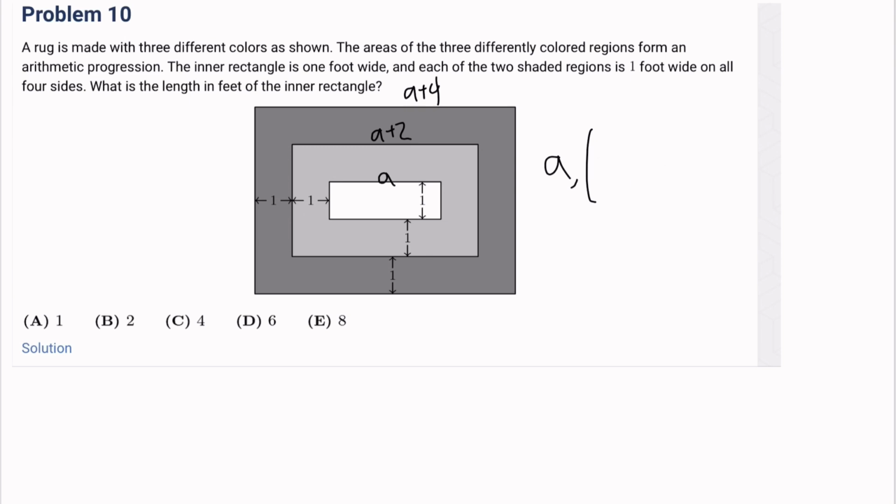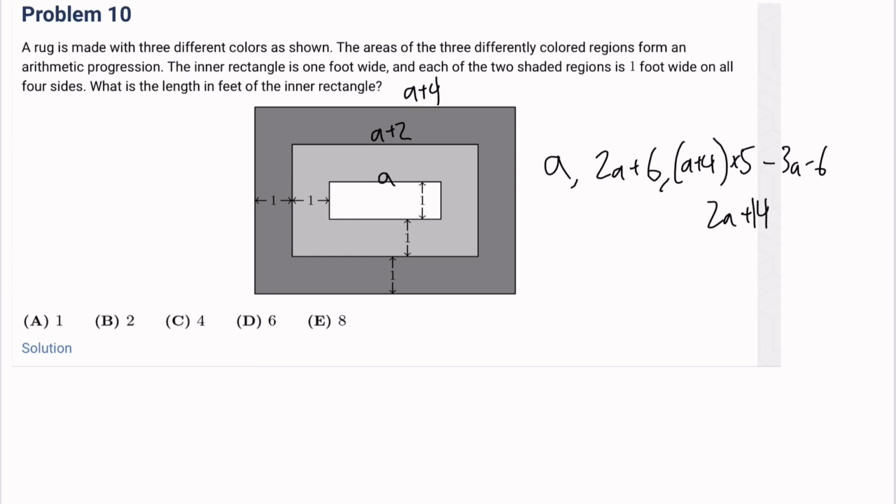So 2A plus 6. And lastly, we have (A plus 4) times 5, and then minus (A plus 2) times 3. So 5A minus 3A, it's 2A, and 20 minus 6, so it's 14. This equals 2A plus 14.